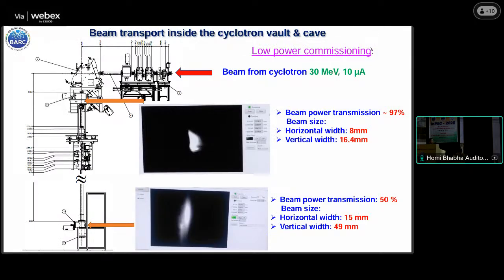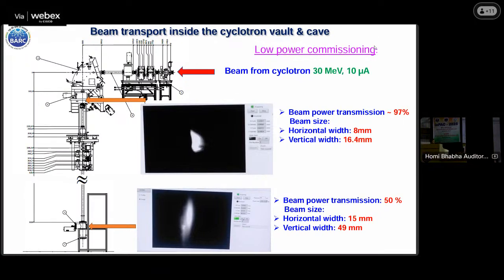So when we transport the beam in our horizontal section, and this is your Faraday cup, we can see how much transmission is happening from the cyclotron to this place. So we have got almost 97% transmission. But when we further transport up to the bottom of this vertical section, we got only 50% transmission.